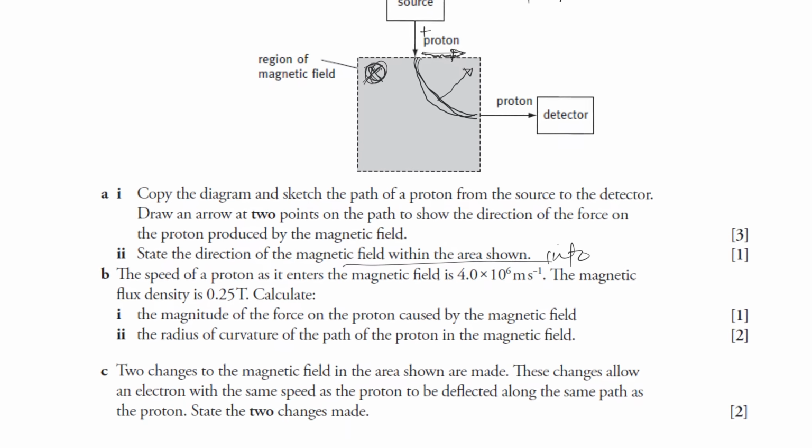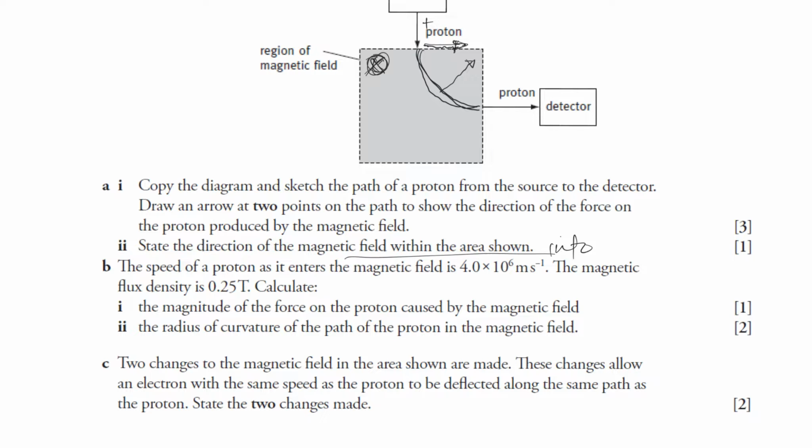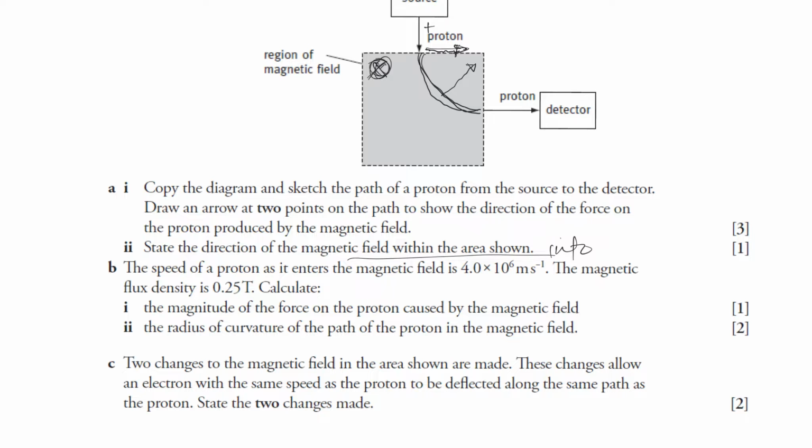Next. Let's go to letter b. For letter b, the speed of proton as it enters is this one. The magnetic flux density is this one. So calculate the magnetic force. We know the formula for the magnetic force. F is equals to Q times the v times the B. So using that formula, you can get 1.6 times 10 raised to minus 13 Newton.